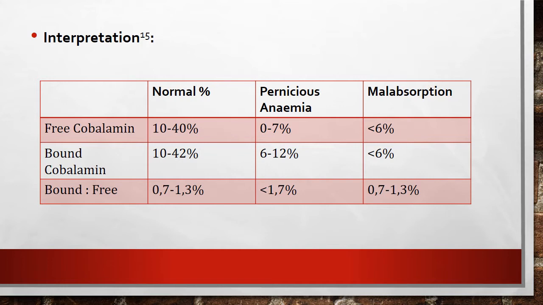The interpretation of the results are as follows. The normal percentage range of free cobalamin is 10 to 40%, the pernicious anemia range is 0 to 7%, and the malabsorption range is less than 6%. The normal percentage range of bound cobalamin is 10 to 42%, pernicious anemia range of 6 to 12%, and malabsorption of less than 6%. The normal range of the ratio of bound to free cobalamin is 0.7 to 1.3%, pernicious anemia range is less than 1.7%, and malabsorption range is 0.7 to 1.3%.